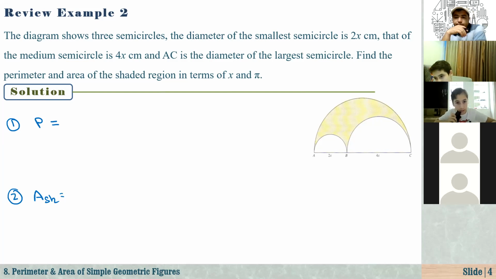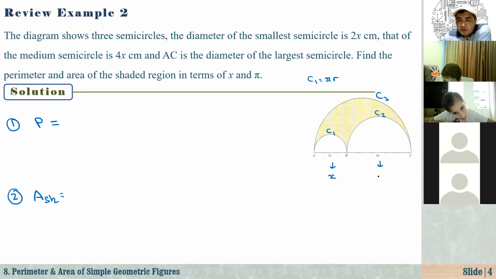Look, let's say the length of the smaller semicircle is C1, the bigger one is C2, and the biggest one is C3. We know the circumference is 2 pi r for a whole circle, so for a semicircle it is pi r. Radius is x. And the next radius is half of the diameter, it is 2x. Altogether it is 6x, so the radius of the big circle is 3x.